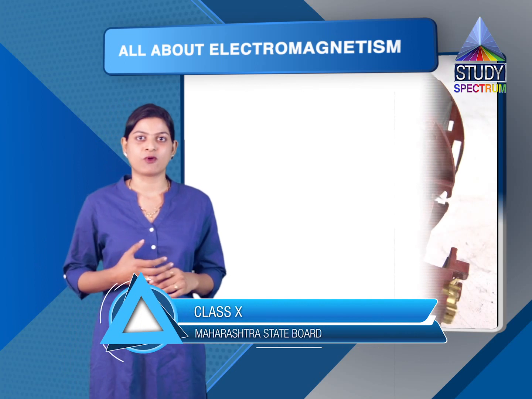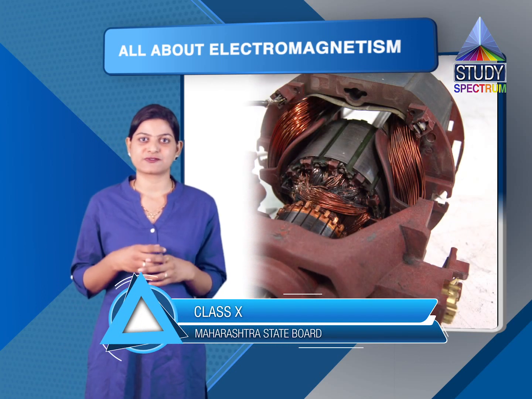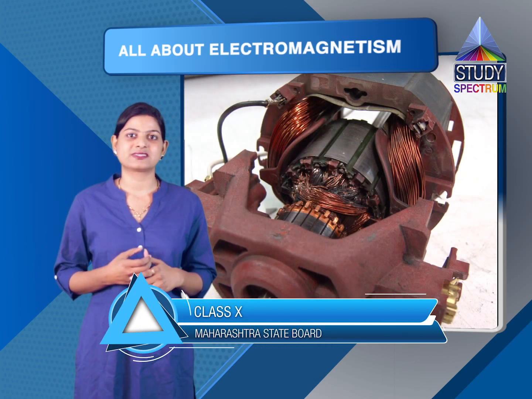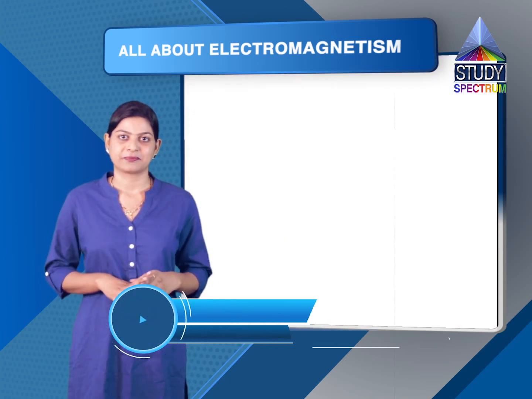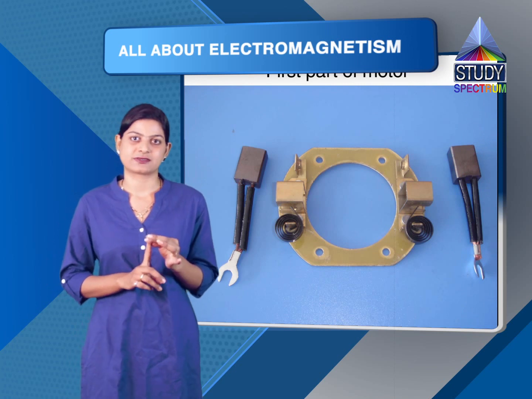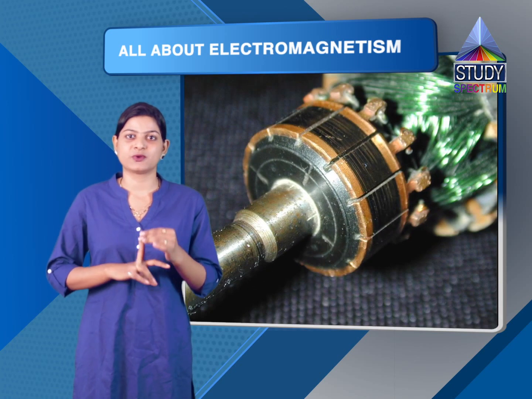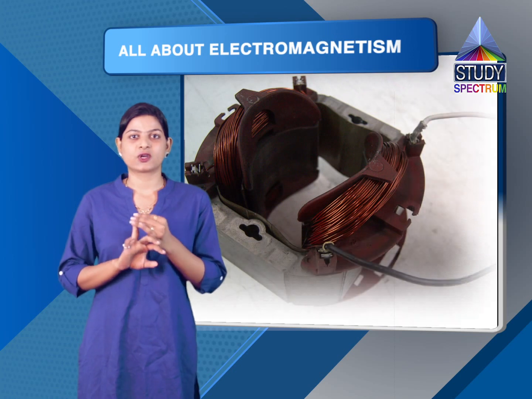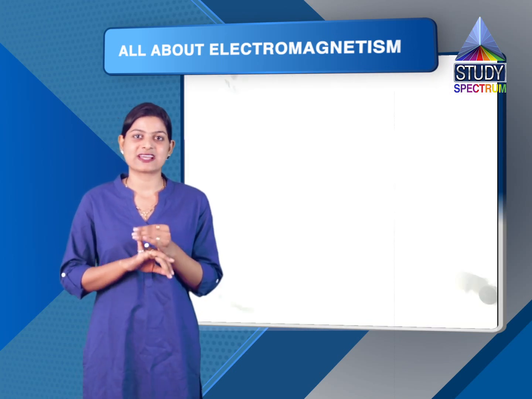So in an electric motor, the arrangement is as follows. An electric motor consists of mainly four parts. The very first part of the electric motor is the brushes. The second part is the commutator. The third part is the coil. And the fourth part is the magnets.